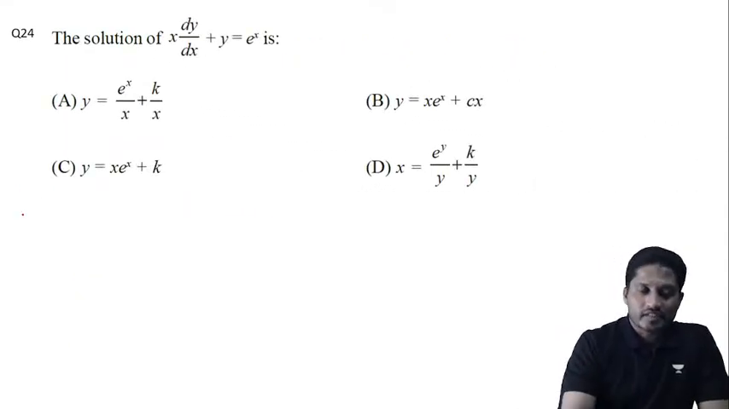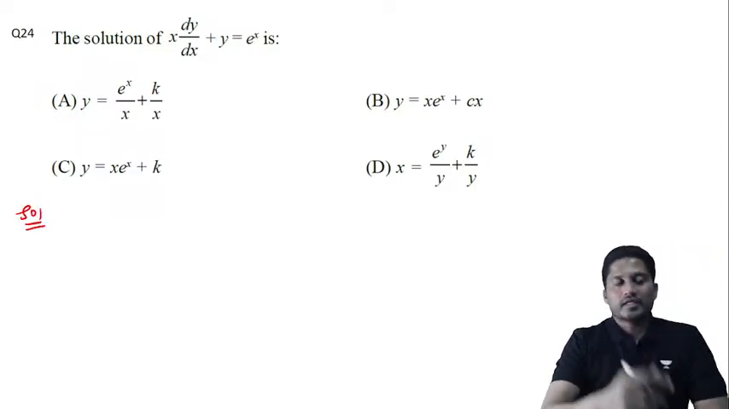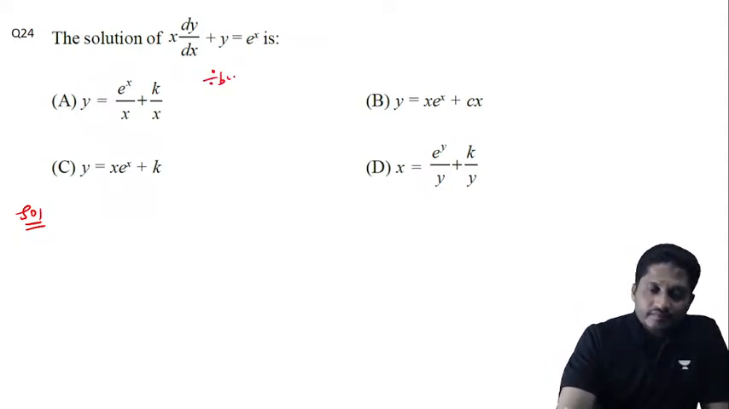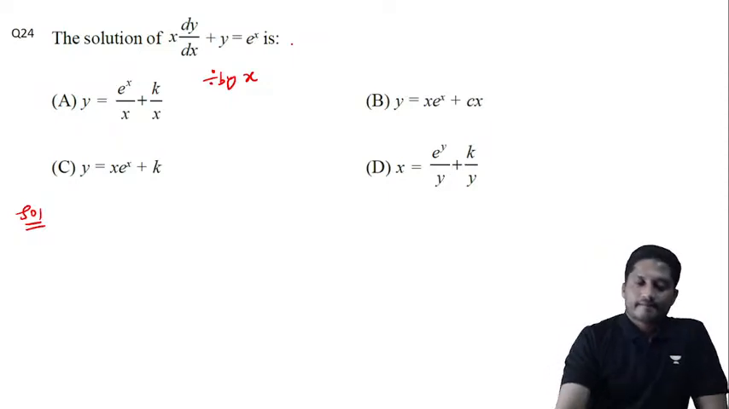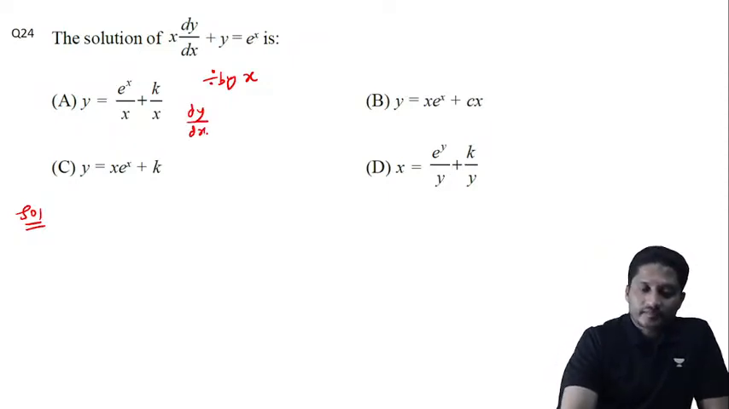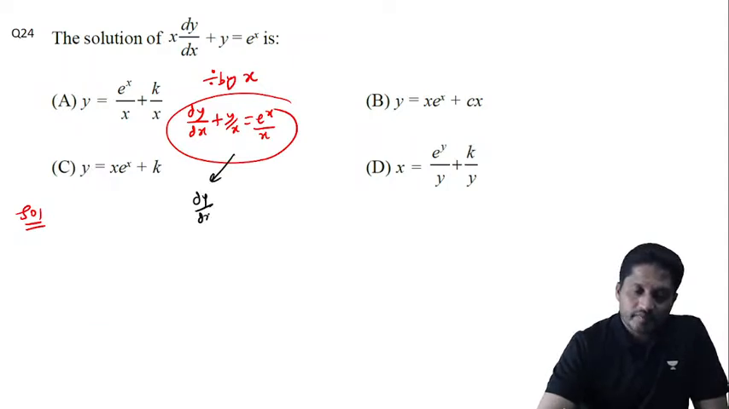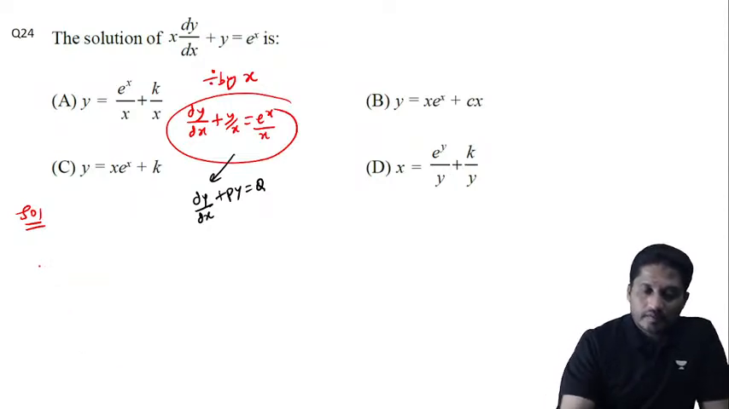Okay, now the solution of this differential equation, it's a linear differential equation, right? If I divide throughout by x, this is of the form dy by dx plus y by x is equal to e power x divided by x. Alright, now this is of the form dy by dx plus Py is equal to Q. P is equal to 1 by x and Q is equal to e power x divided by x.